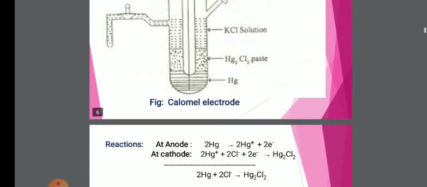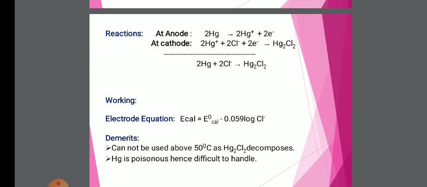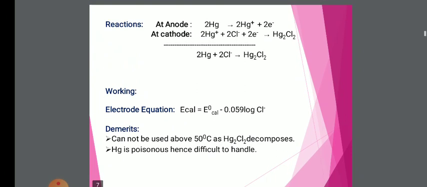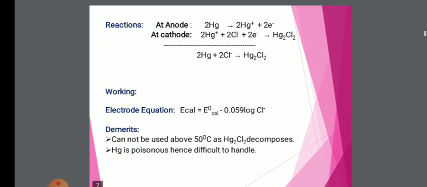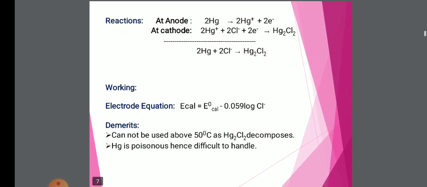Next one, that is the reaction. At the anode, oxidation takes place. Similarly, at the cathode, reduction takes place, and we get the net equation 2Hg plus 2Cl minus gives Hg2Cl2. If the calomel electrode acts as a cathode, then the reaction is Hg2Cl2 plus 2 electrons gives 2Hg plus 2Cl minus. And if the calomel electrode is acting as an anode, then the reaction is in the reverse direction.